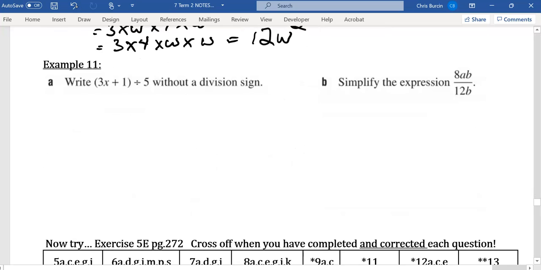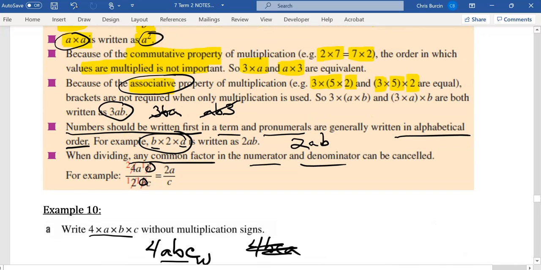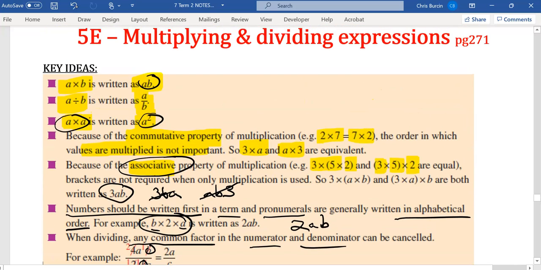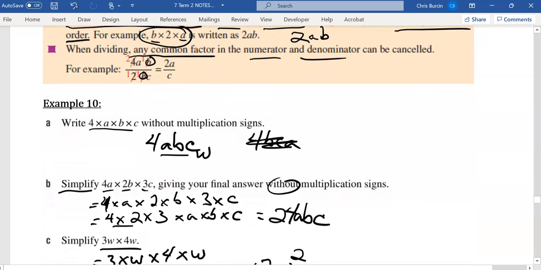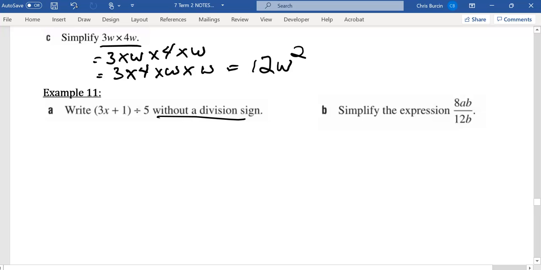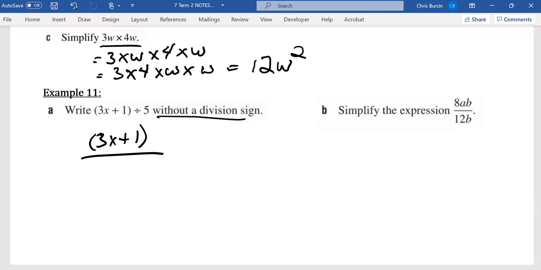Okay, now this example, write this without a division sign. We know that a divided by b is a, divider line, b. So let's do the same thing there. So if these terms, 3x plus 1, the whole thing is divided by 5, divided by 5. Couldn't be easier.